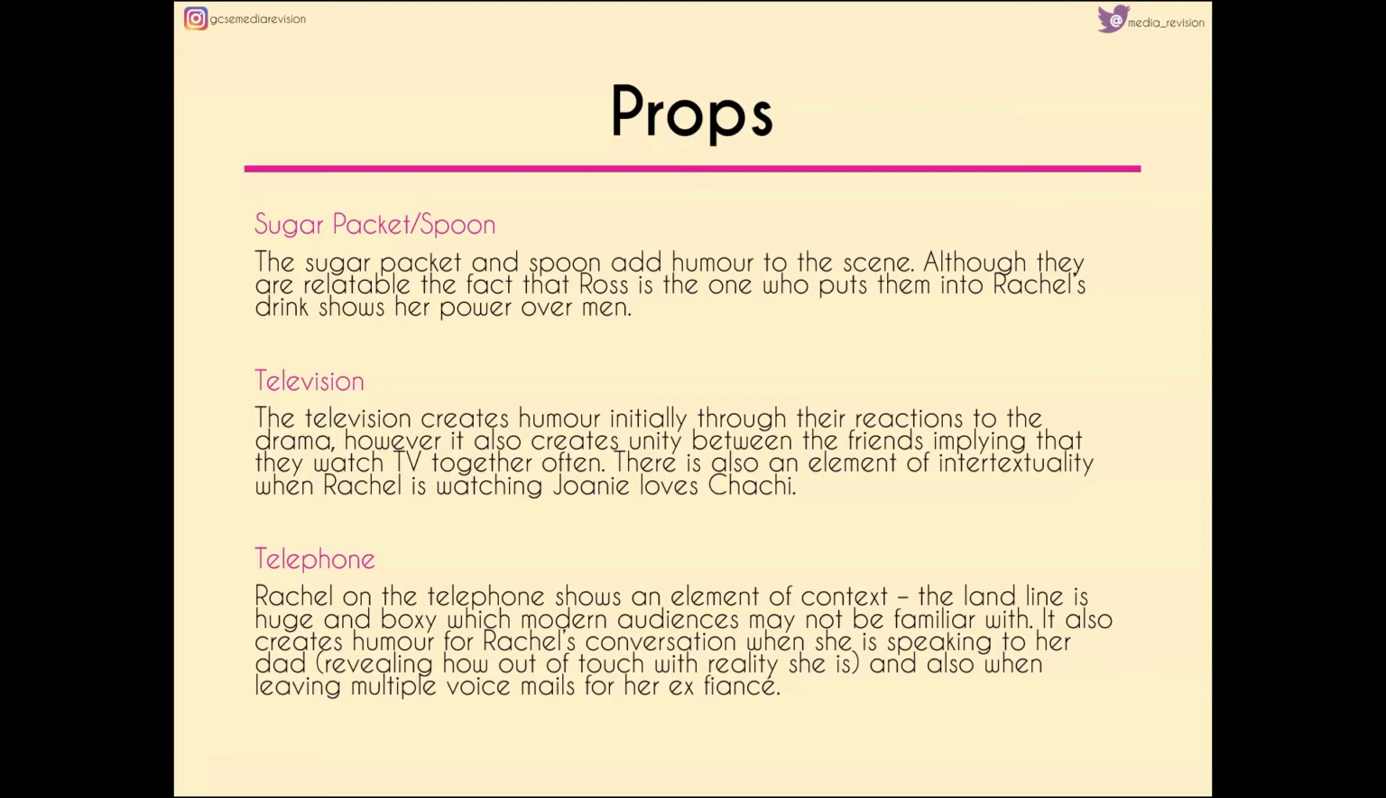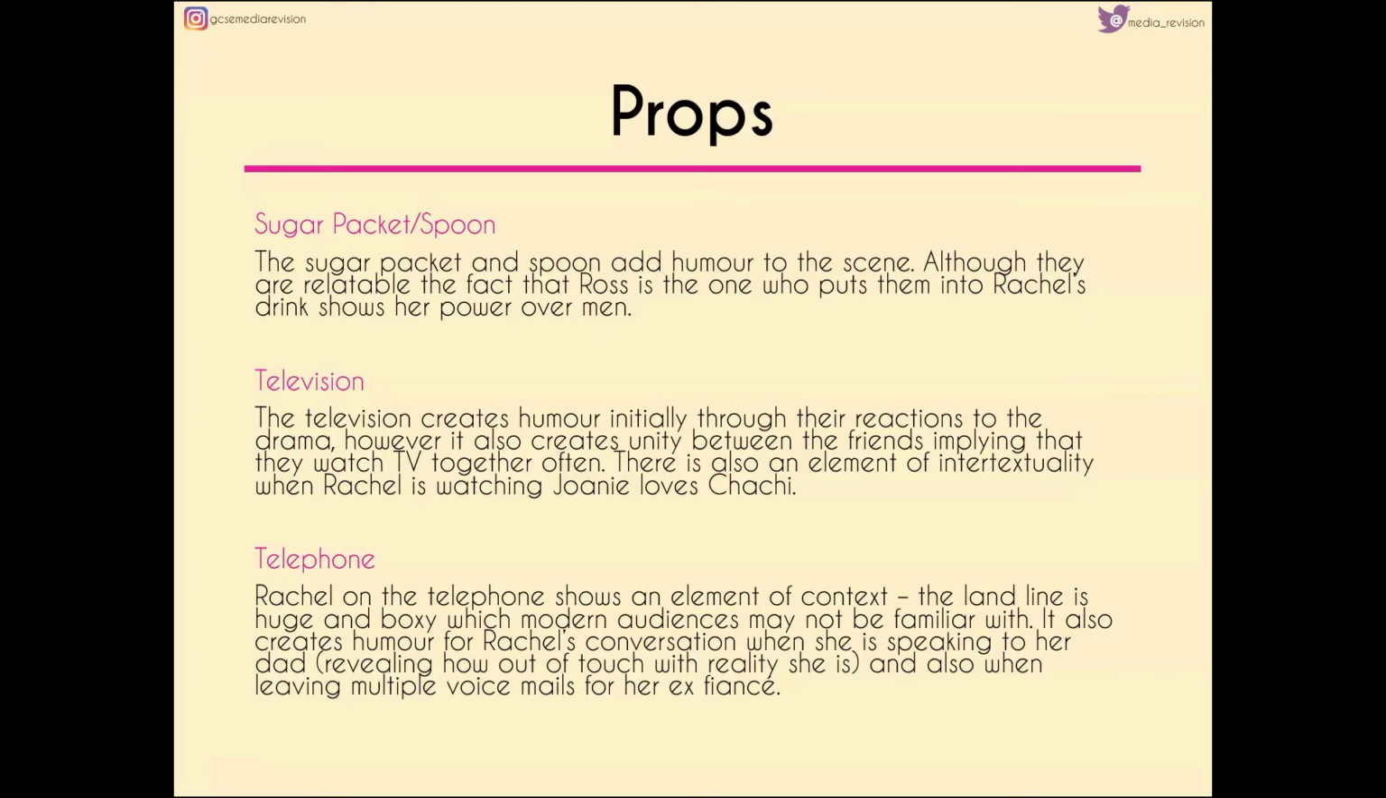Now, initially, this creates humour because the characters are together, their reactions are hilarious, the sort of chanting of "push her down the stairs" is quite humorous, but it also brings the characters together. It suggests that they do this often, that they go round to each other's apartments and watch the television together, showing the close-knit bonds that we've got between the characters.